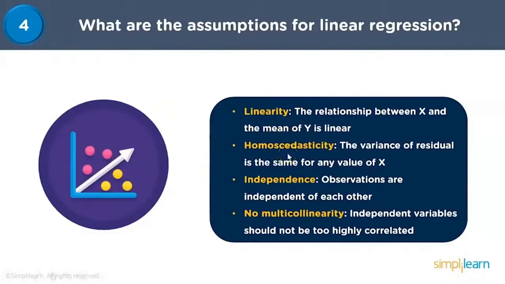Next we have homoscedasticity. Homoscedasticity illustrates a situation in which the error term, that is, the noise or random disturbance in the relationship between the features and the target variable, is the same across all levels of the dependent variables. Third, we have independence. Observations should be independent of each other.